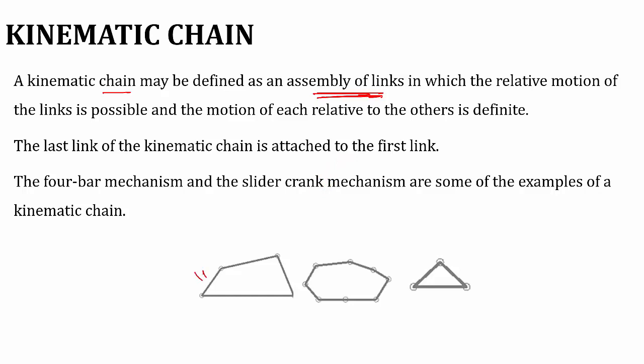So this is link number 1, 2, 3 and 4. Okay, so when link 1 oscillates, the motion is transmitted to the second link. From 2 it is transmitted to 3 and from 3 it is transmitted to 4. And the last point of 4 is connected with the first point. Okay, so the 4-bar mechanism and the slider crank mechanism, that is the animation I have shown in the first slide, are simple examples of a kinematic chain.